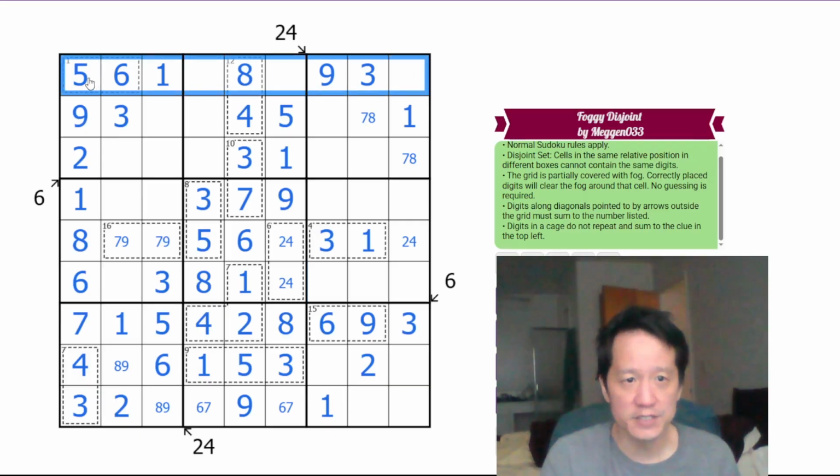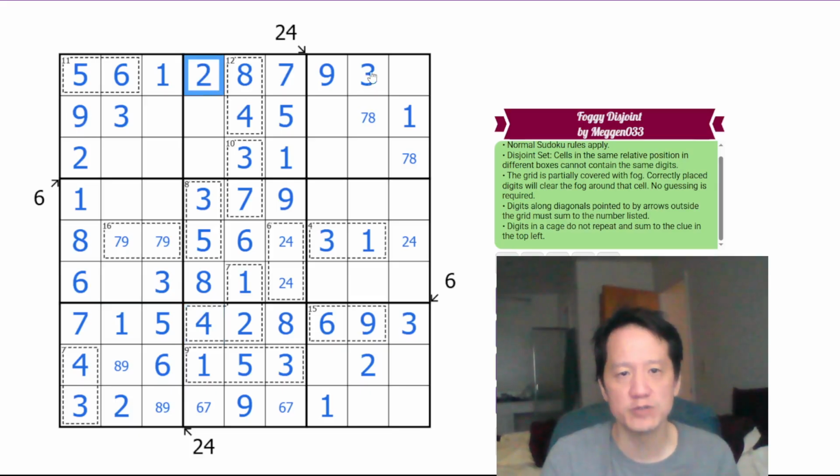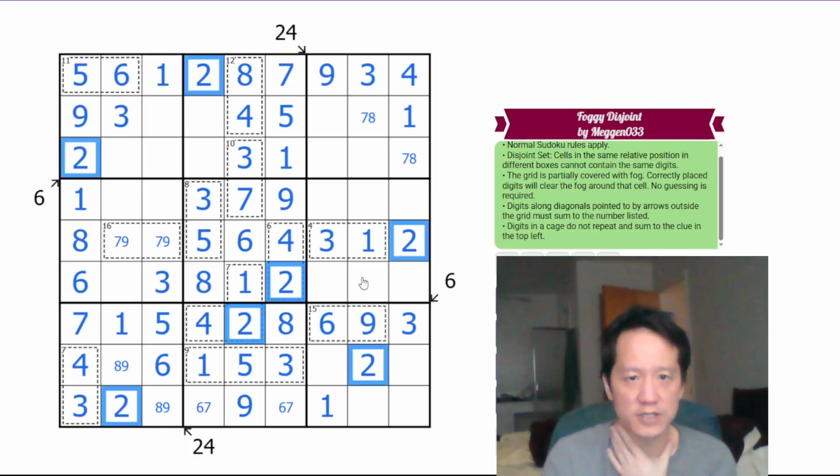What are the remaining digits in row 1? It has to be 2, 4, or 7, but this can't be 2 or 4 because of the 2-4 pair here, so this must be 7. This can't be 4 because of the 4 in the column, so this must be 2, which makes this a 4, which makes this 2, which makes that a 4, which makes that a 2. Actually, that should give us a decent amount of information, which it does.